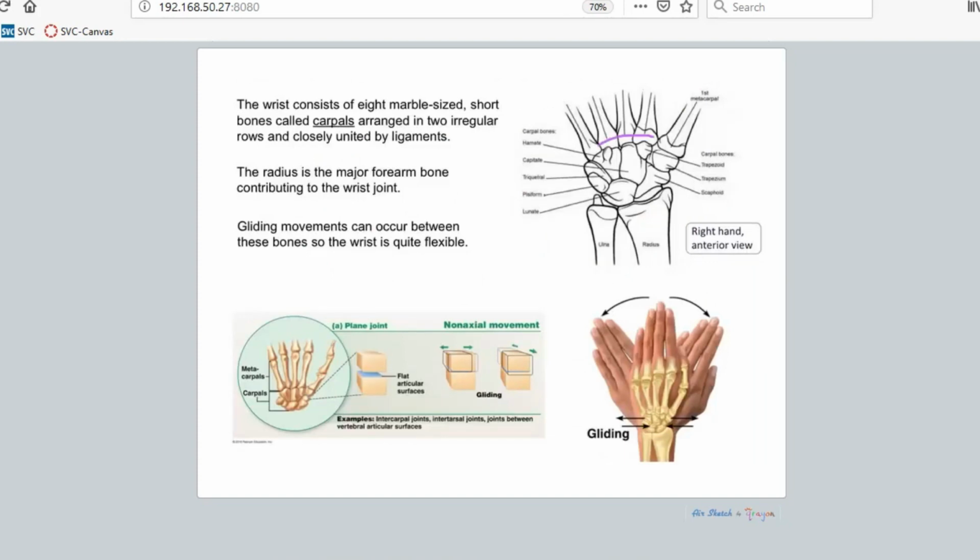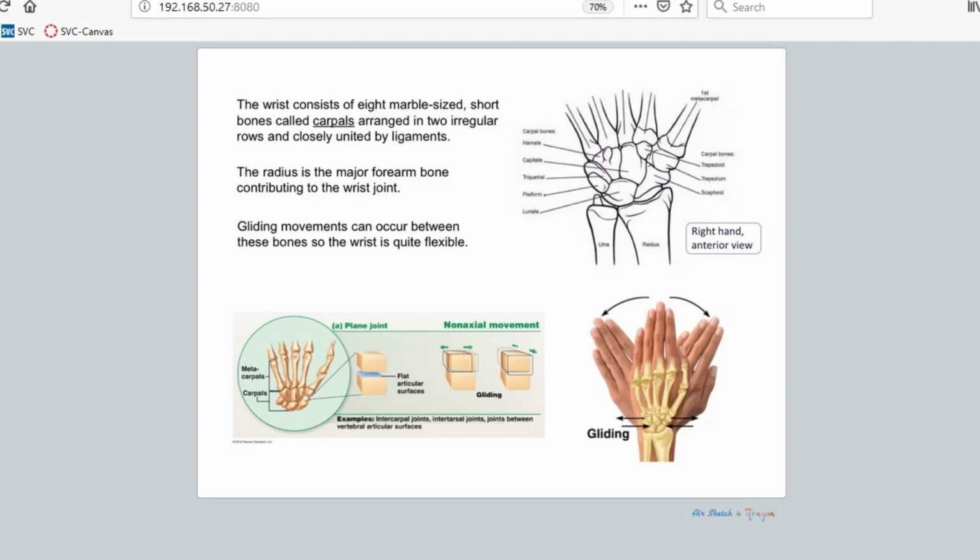Okay, so here are all the carpals right there, and the wrist, or the carpals, consists of 8 approximately marble-sized bones, and these are short bones that we call the carpals. And they're arranged in basically 2 kind of irregular rows here. They all have specific names, but for the exam you guys can just recognize these as the carpals.